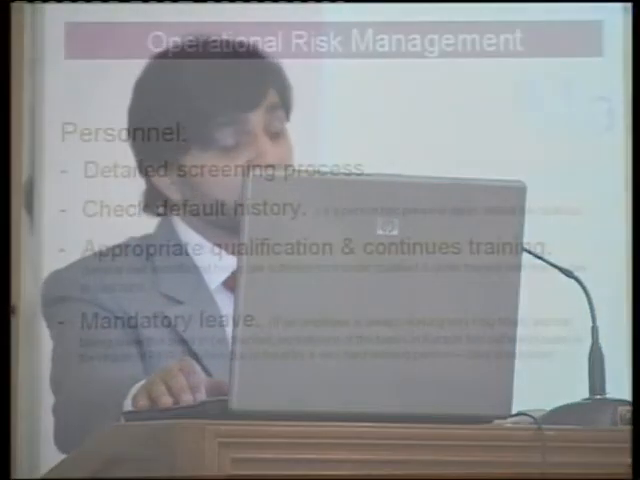I mean, this is going a little bit beyond the boundary of operational risk management, but it is considered within the operational risk, your operational reputation. If you are a good company, you attract good employees. You attract good people. And that guarantees your survival in the business environment. As I spoke earlier, personnel detailed screening process, check default history, appropriate qualification, and continuous training, which is the most important. Mandatory leave.